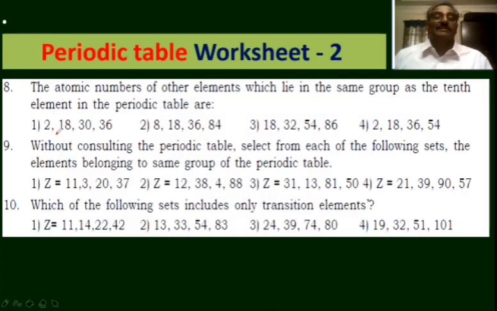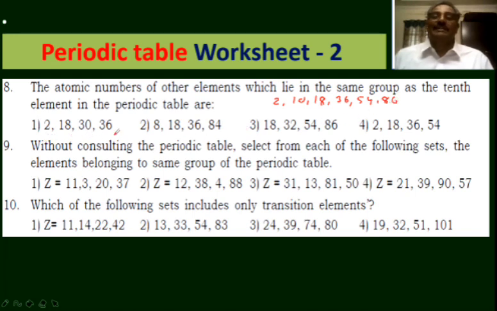In the first option, the values given are 2, 18, 30, 36. So this is not right. What is the order we got? 2, 10, 18, 18 plus 18, 36, 36 plus 18, 54, 54 plus 32, 86.